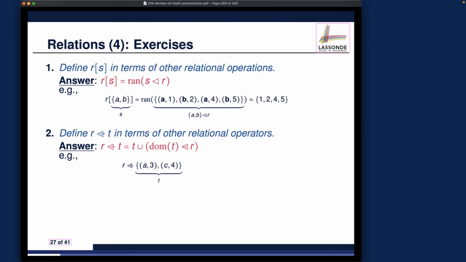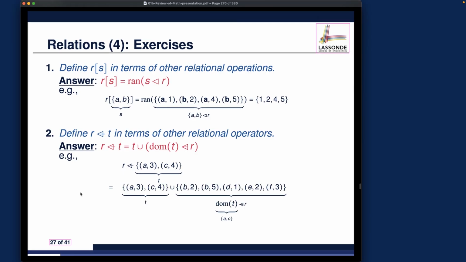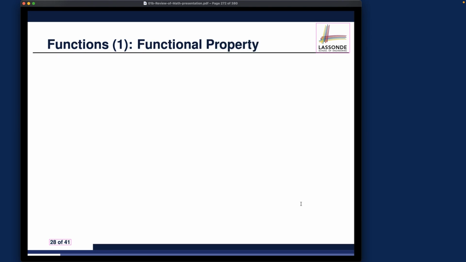Alright, so that's the second exercise. You can definitely also refer to the slides. The illustration over here, the annotation is exactly what I just demonstrated. Okay. Alright, so that's about the overriding and also some additional exercises for you to understand more closely about the relational operators. So up to this point, we have finished all the basic relational operators. And the next topic will be about functions, which is a special kind of relations.